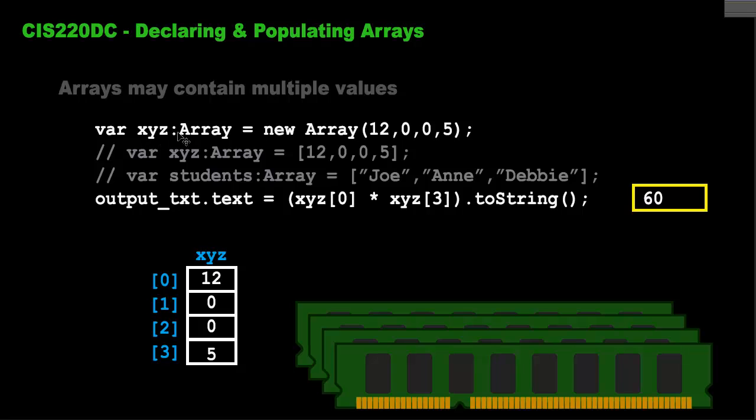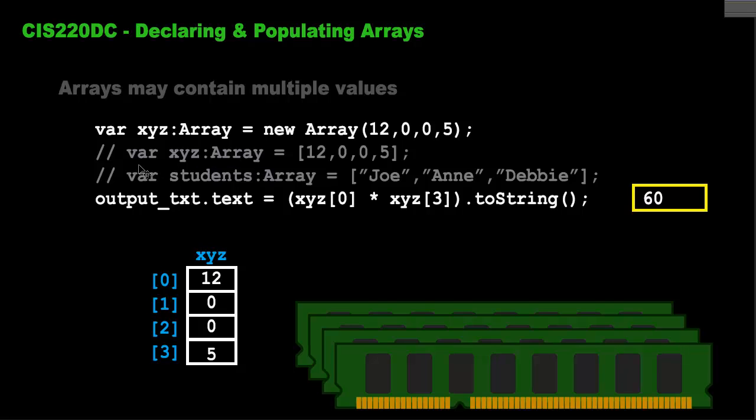I can also declare an array and populate it at the same time. So in this case, I have xyz as an array, and I can say it equals a new array, and then in parentheses, I can specify the values. So here I have 4 numbers, and they are comma separated, and now what's going to happen is it's going to create xyz out in RAM, and assign the values of 12, 0, 0, and 5 to index 0, 1, 2, and 3. And again, I can reference those in an equation.